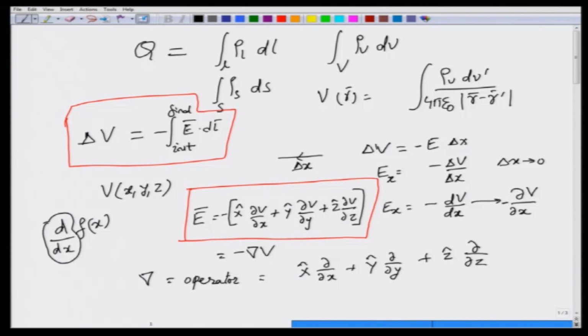Okay. Similarly, you have directional dependence: the partial derivative along x will give you the x component, the partial derivative along y will give you the electric field for the y component, and del by del z, that is the partial derivative along z, will give you the z component. And the operator does not make sense until I attach the potential function to this one. And why am I taking negative? Again, it has to do with potential rise. So, you go against the field, you are increasing the potential.